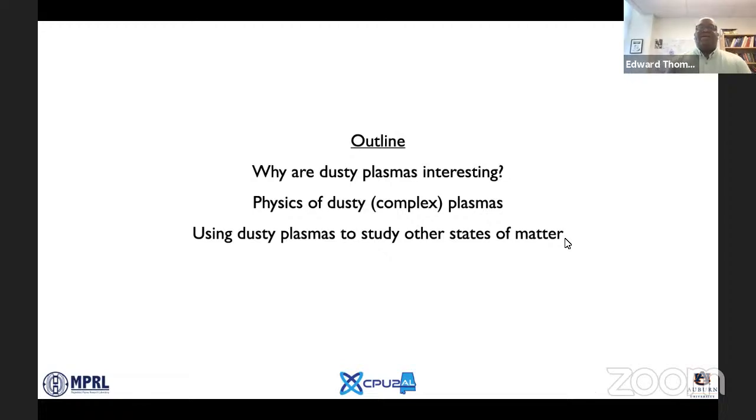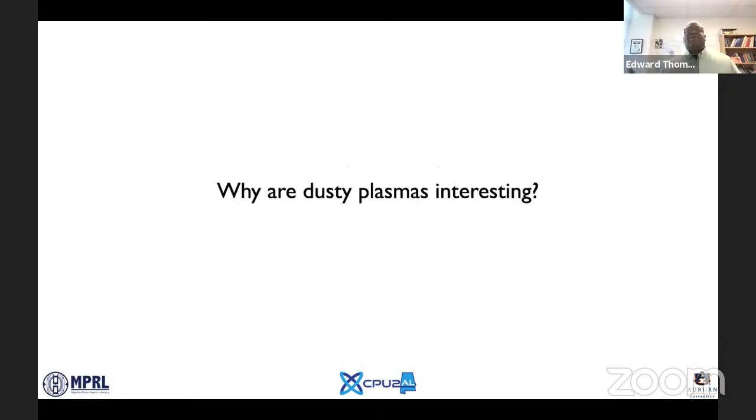And so just as a brief outline, the talk will focus on three main topics. First of all, why I think dusty plasmas are interesting and why it's a really wonderful system to study. I'll talk a little bit about the fundamental physics of the so-called dusty or complex plasmas, and then really getting into the meat of the talk at the end of how do we use dusty plasmas to study other states of matter. And in particular, I'm going to highlight two examples. One is using dusty plasmas to look at liquid-like properties, and the other one is to use dusty plasmas to look at solid-like properties.